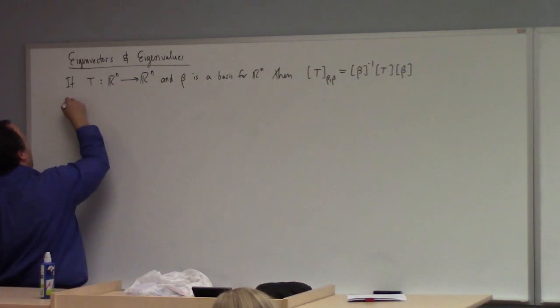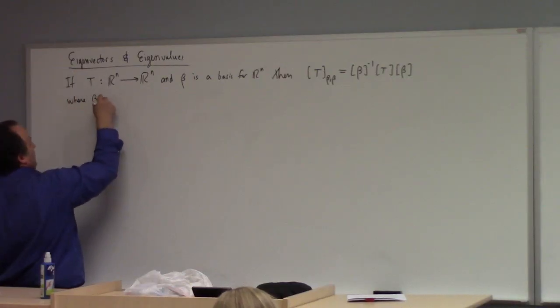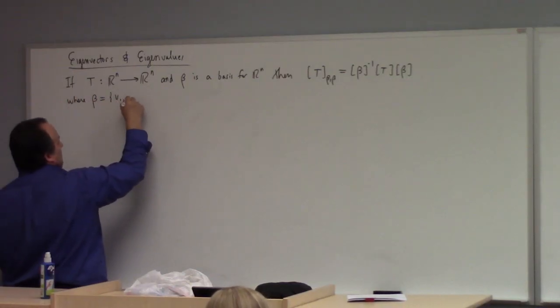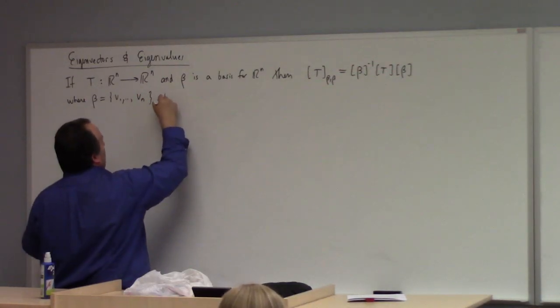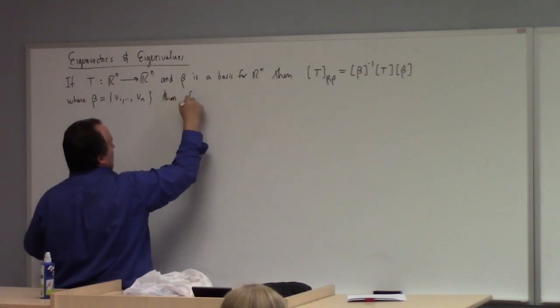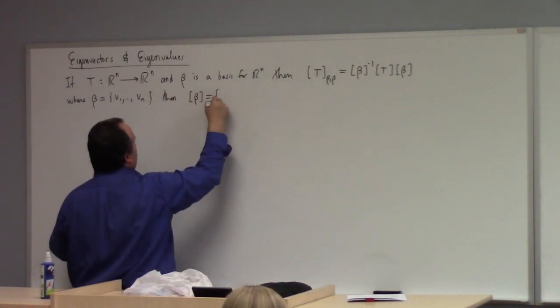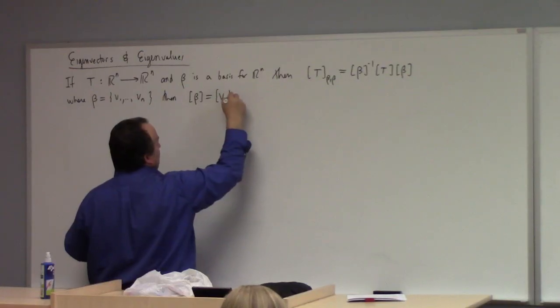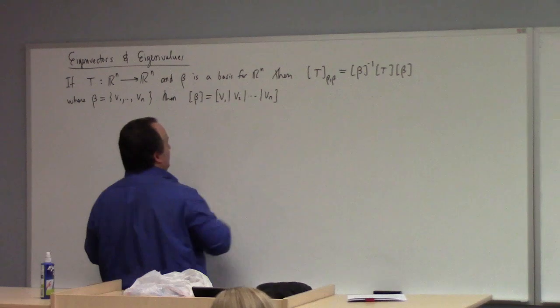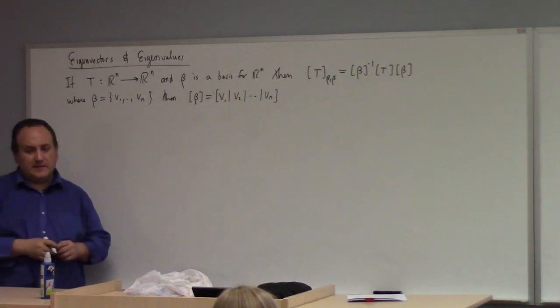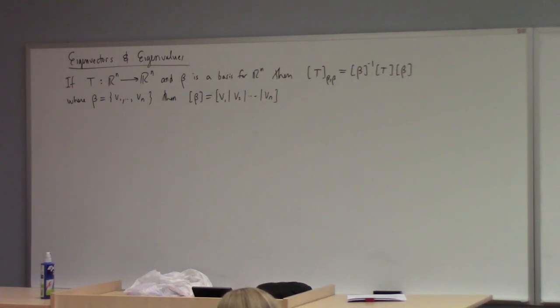Where, just to be clear, if beta is v1 through vn, an ordered list of vectors, that's what a basis is, then our notation brackets of beta is an n by n matrix formed by gluing together these n vectors. And that has to be an invertible matrix because the basis is assumed to be linearly independent, right? So we take the determinant of beta, it's non-zero, it's an invertible matrix.